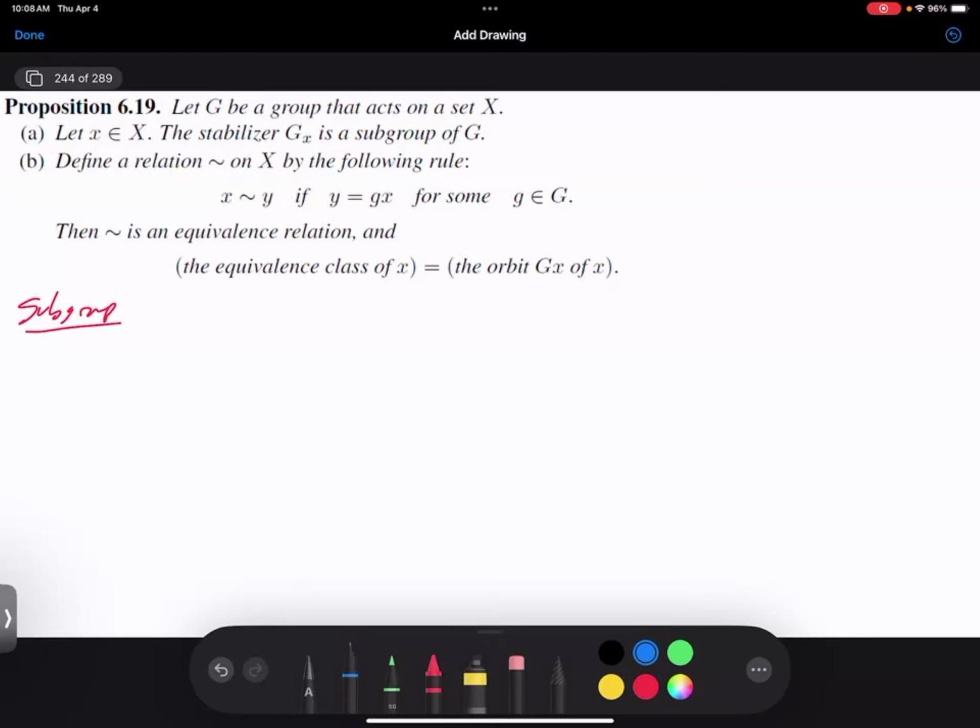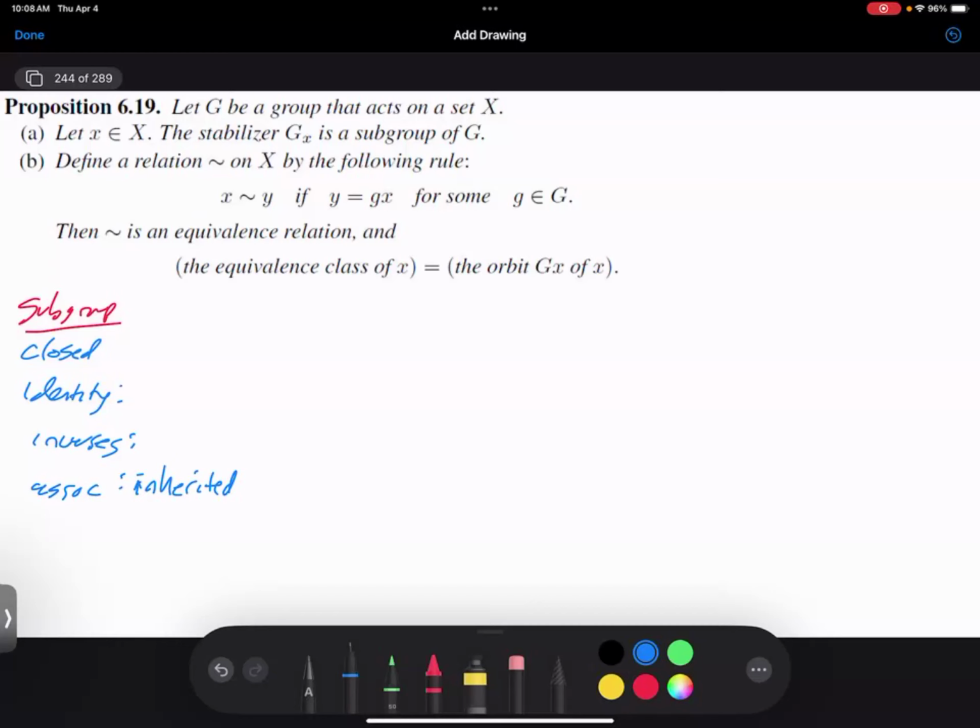What do we have to do to show something is a subgroup? Closed. What else? Identity. What else? Inverses. And which is the easiest? Associativity. Why? It's inherited, right? Okay, so associativity is easy. What about the identity?